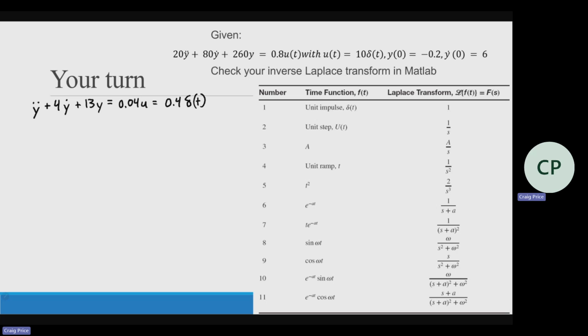Now, this input has a direct delta that stands for a unit impulse. So I'm giving it a quick hit, and then the input disappears after a very short period of time. How is our system going to respond to that? That's what we're trying to solve. And because we have initial conditions, we must use differentiation. We cannot just use a transfer function.